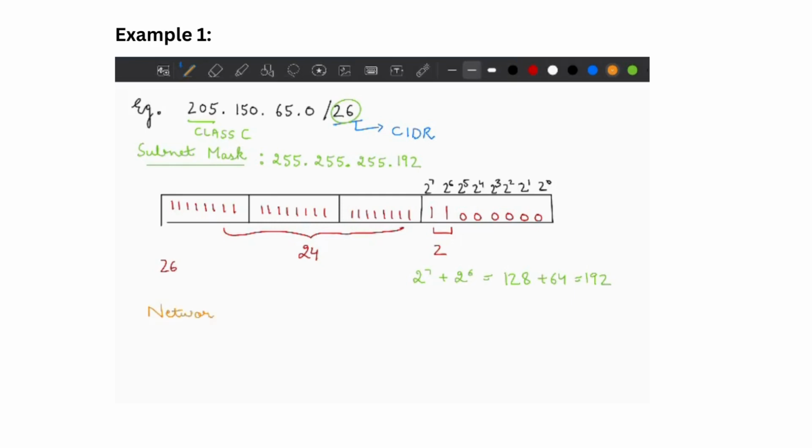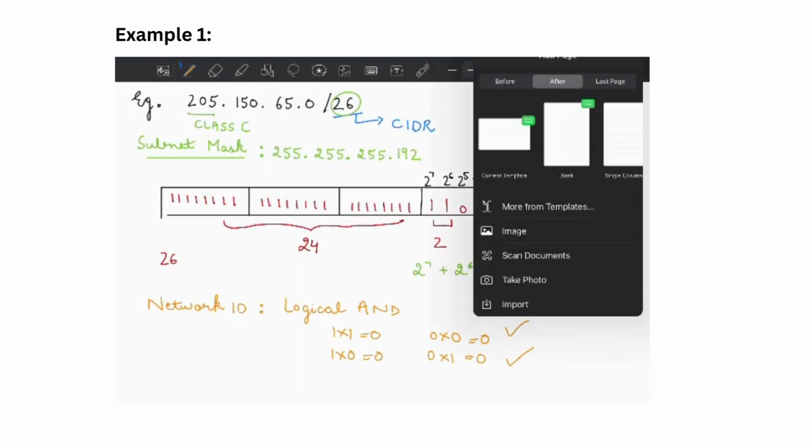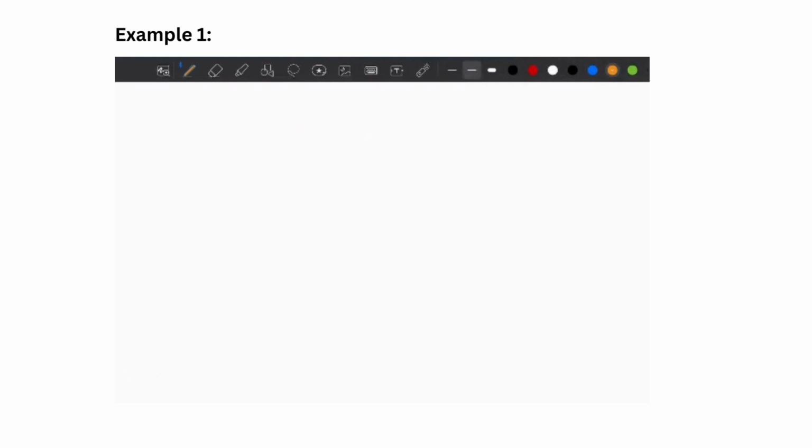So how are we going to calculate the network IP, or rather the network ID? To do that, we are going to use the logical AND operator. In logical AND, 1 and 1 is 1, 1 and 0 is 0, 0 and 0 is 0, and 0 and 1 is also 0. Keep that in mind. I made a mistake earlier when saying it.